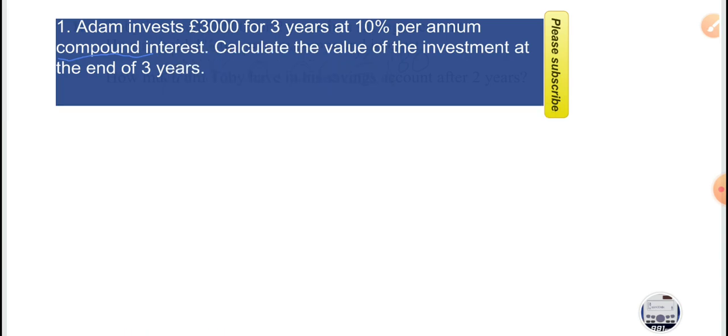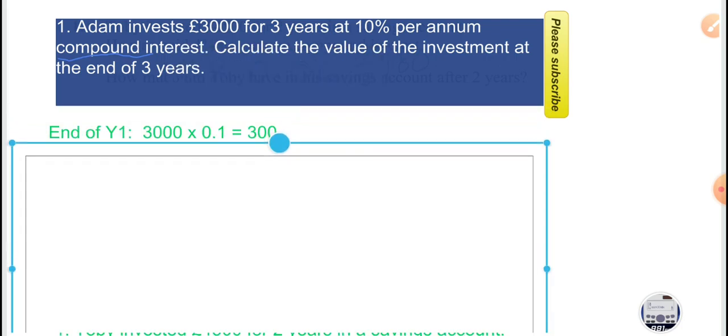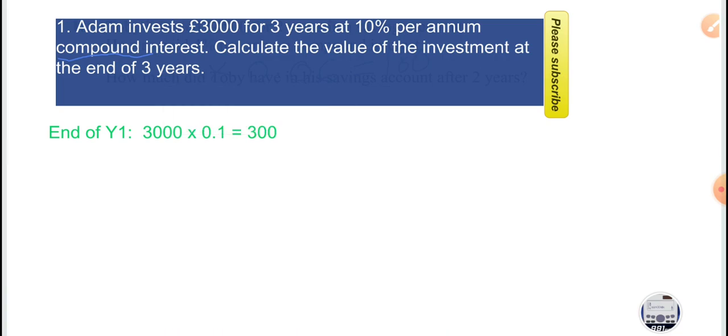So because Adam invested £3,000 and we want to find 10%, to find 10%, we have to multiply by 0.1. So on your calculator, if you did 3,000 times 0.1, you get the answer £300. So at the end of year 1, Adam would have a profit of £300.